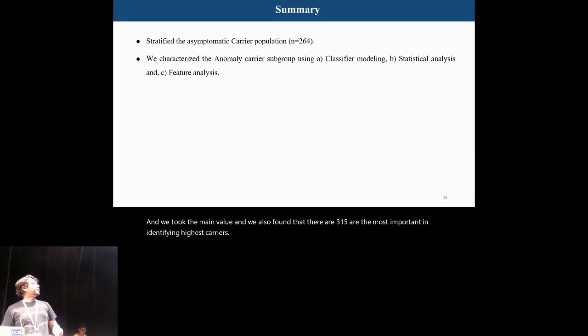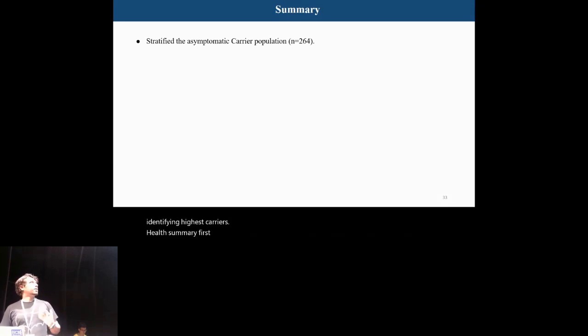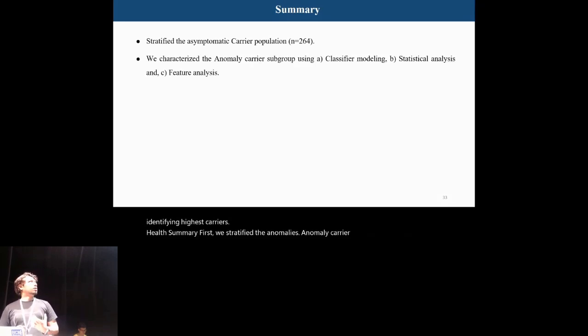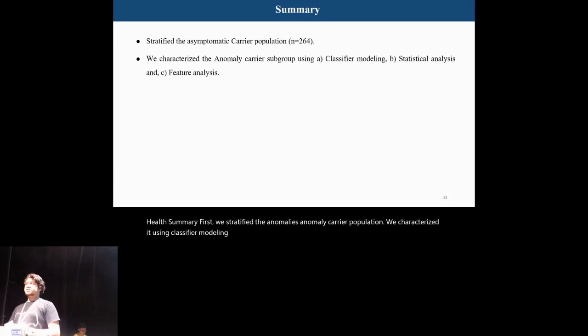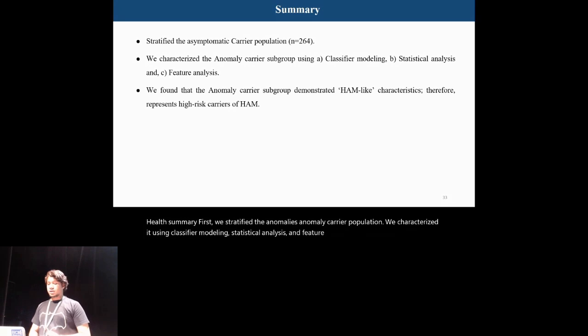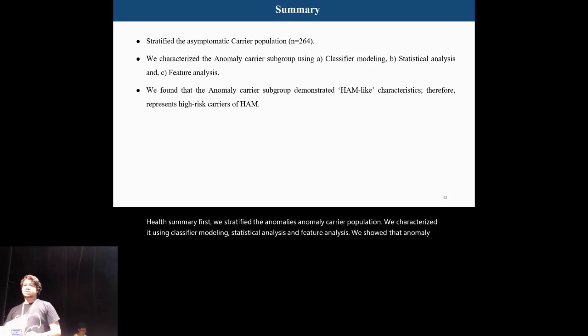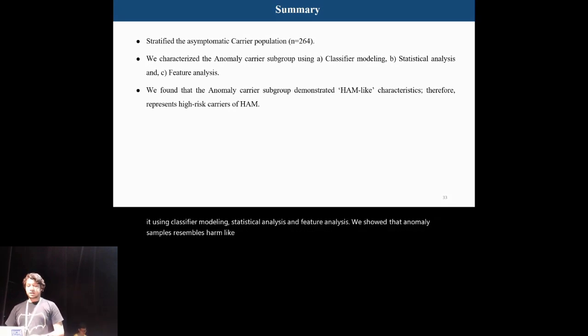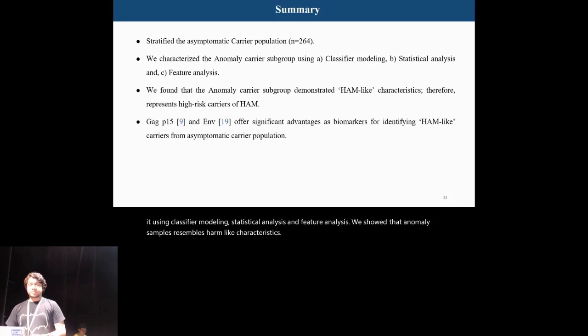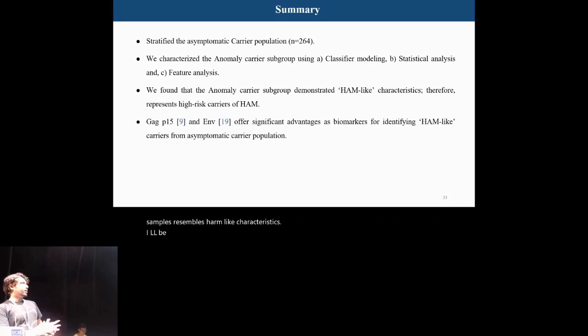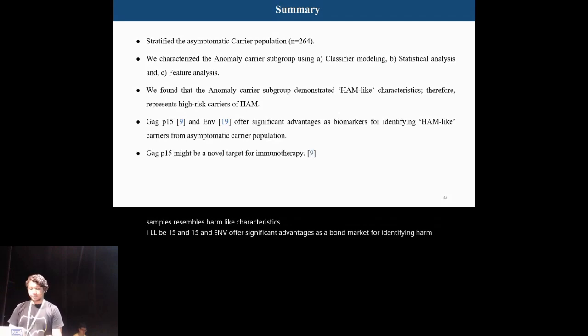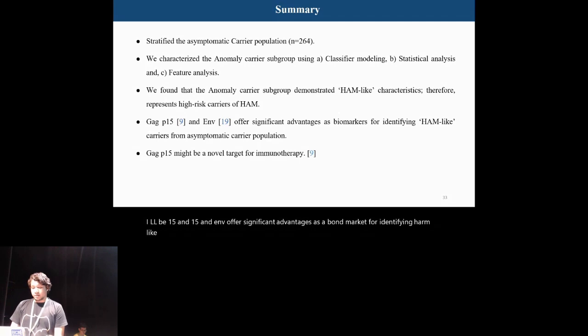So here is a summary. First, we stratified the anomaly carrier population. We characterized it using classifier modeling, statistical analysis, and feature analysis. We showed that anomaly samples resemble harm-like characteristics, and GACP 15 and ENV offer significant advantages as a biomarker for identifying harm-like carriers. And GACP 15 might be a target for immunotherapy.